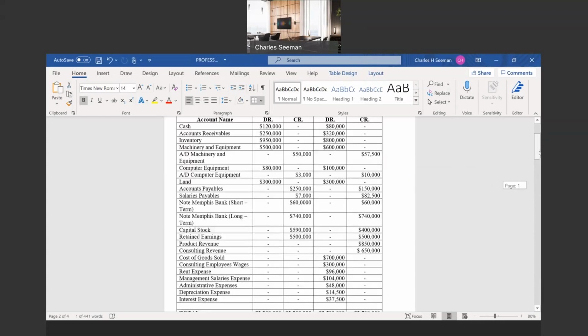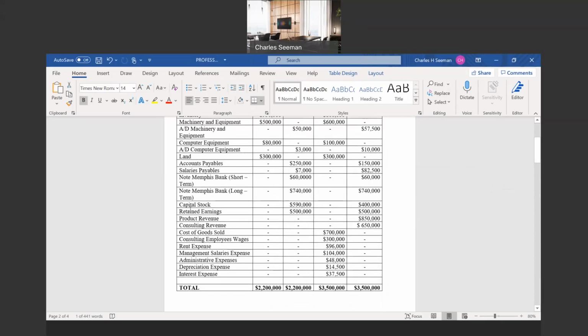So what we're going to do is we're going to use this part of the trial balance to prepare the income statement. Of the 5 elements of accounting, assets, liabilities, stockholders' equity, revenue, and expenses, the income statement uses two of those, revenues and expenses only. So we have highlighted the revenues and expenses on the trial balance.